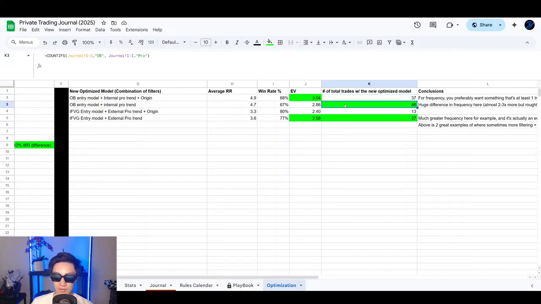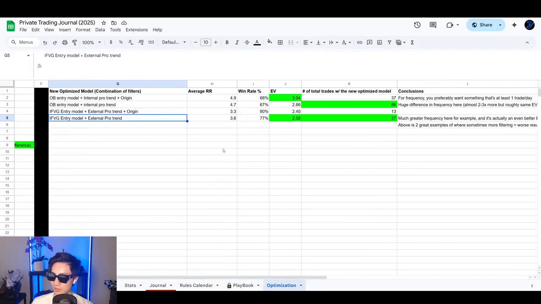So if I was here personally, this is a no-brainer. You want to take my IFVG entry model with the external pro trend, how I mechanically define structure in the course. This would be your go-to for sure, because the win rate and risk reward are extremely good. The EV and the frequency are both in line as the best.